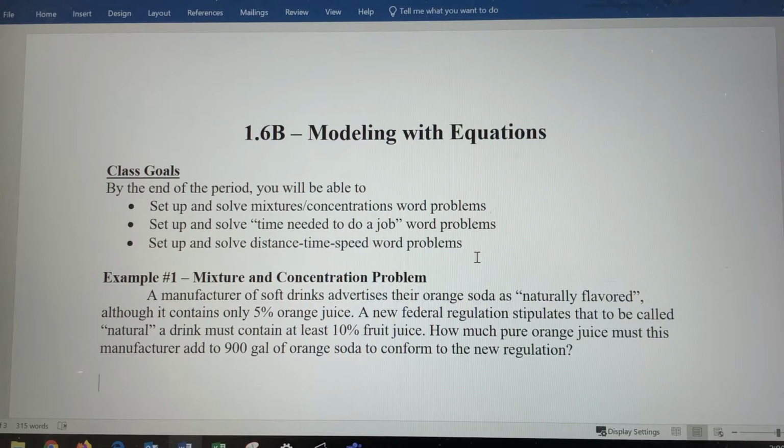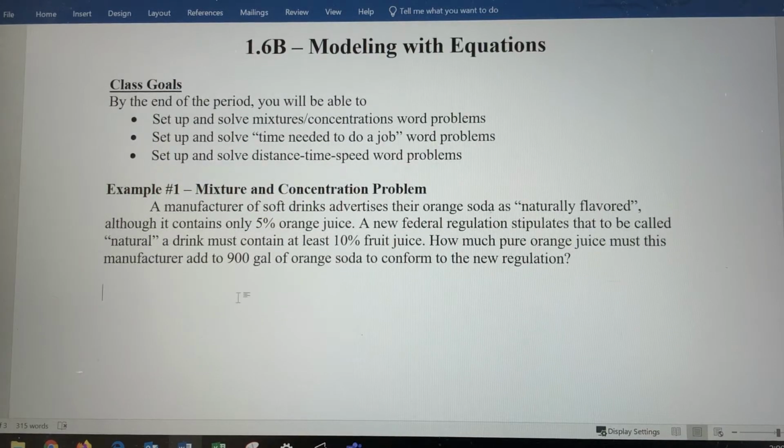All right, guys, so in this video, we're going to continue on with modeling with equations, and we're going to do a mixture problem, okay? So a manufacturer of soft drinks advertises their orange soda as naturally flavored, although it contains only 5% orange juice. A new federal regulation stipulates that to be called natural, a drink must contain at least 10% fruit juice, okay?